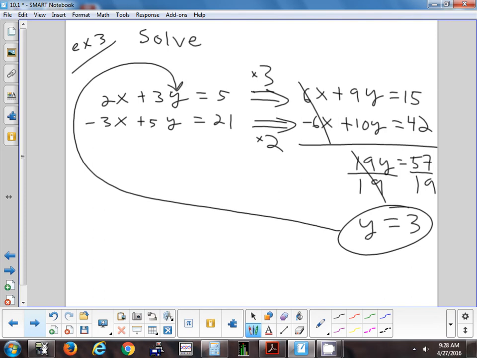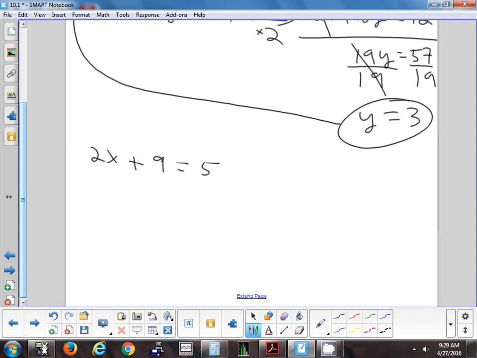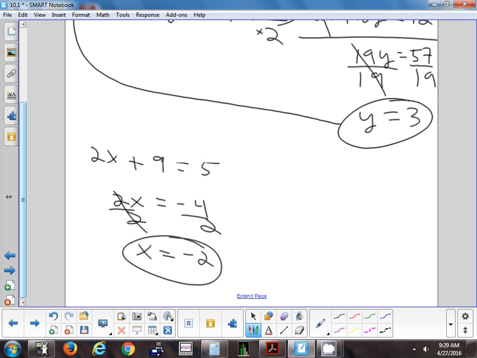So we're going to fill 3 in for y. And we're going to get 2x plus how much? Yep, 9 equals 5. 2x is going to equal negative 4. Yep, so remember, we're going to do 5 minus 9. And x is what? Negative 2. Okay, and you can almost think of this as a coordinate, negative 2, 3.